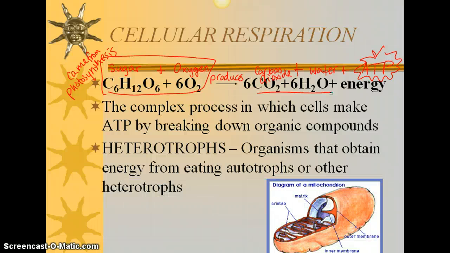Okay, this process of cellular respiration will happen in the mitochondria. So in our photosynthesis example, we had chloroplasts where everything happened, and in cellular respiration, that's going to be the mitochondria.